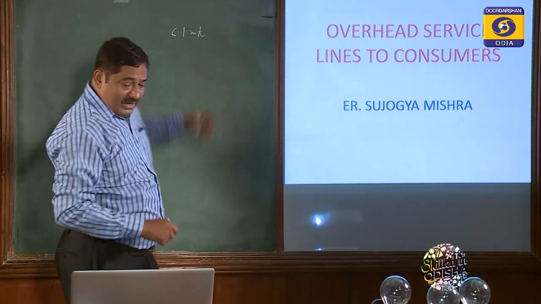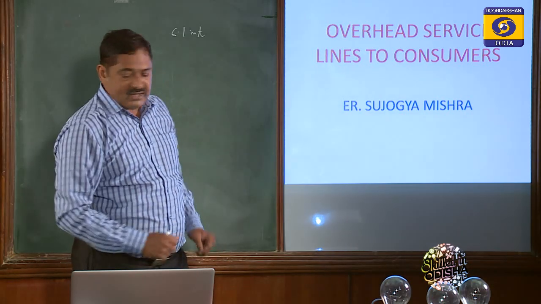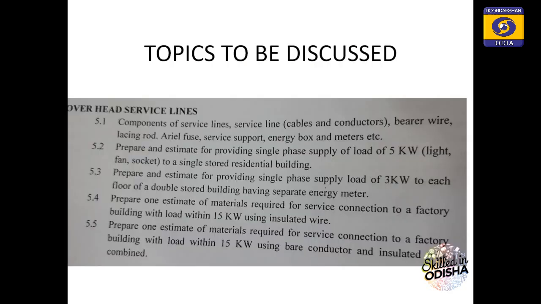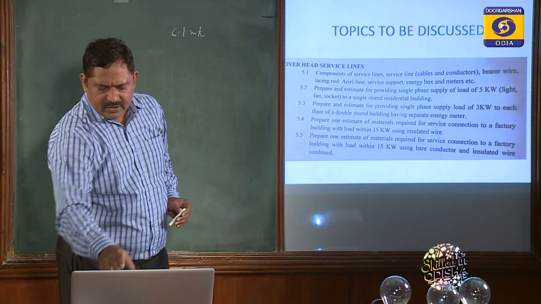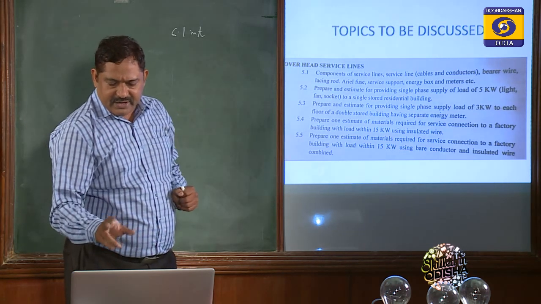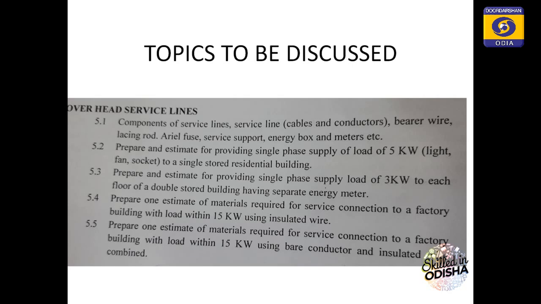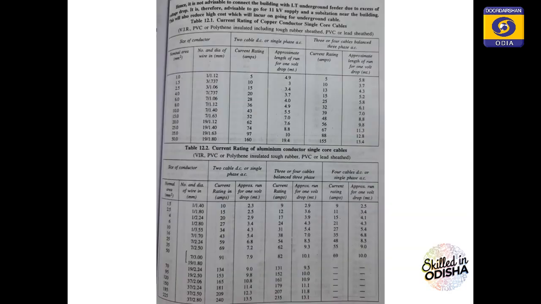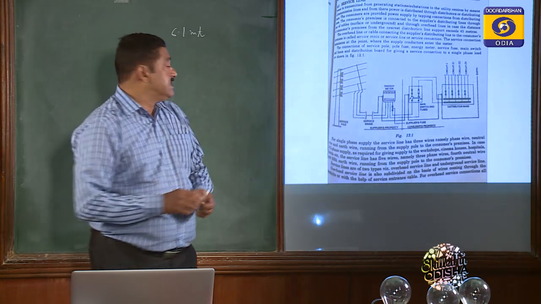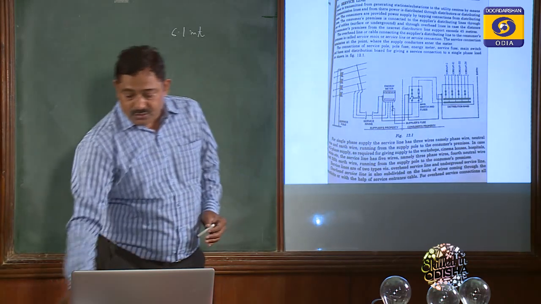So before coming to these overhead service lines to consumers, we must first see what these Indian Electricity Rules say. This is your syllabus: the 5 kilowatt single phase power supply we have to calculate, a 3 kilowatt single phase estimate we have to calculate, and next is a 3 phase 15 kilowatt. Before going into the detail, we will just take up a case, and this is how a single phase household gets its supply.